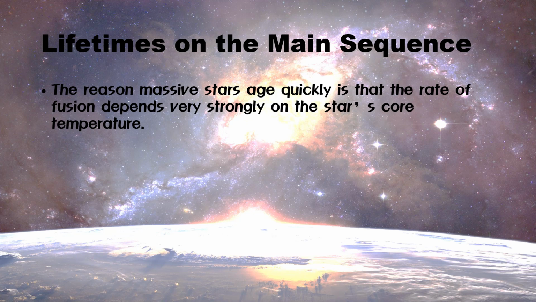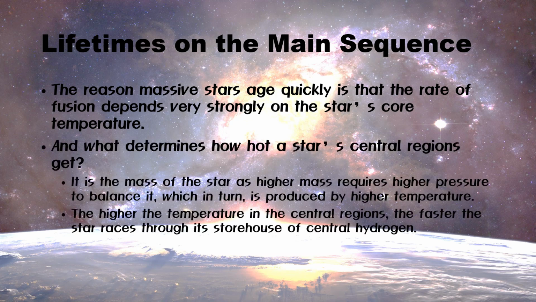The reason massive stars age quickly is that the rate of fusion depends very strongly on the star's core temperature. And what determines how hot a star's central region can get? Well, it's the mass. As the massive star has a higher mass, this is going to require naturally higher pressure to balance it out, which in turn is going to be produced by higher temperature. The higher the temperature that we have deep within the star's core, well, the faster it's going to race through the storehouse of central hydrogen.